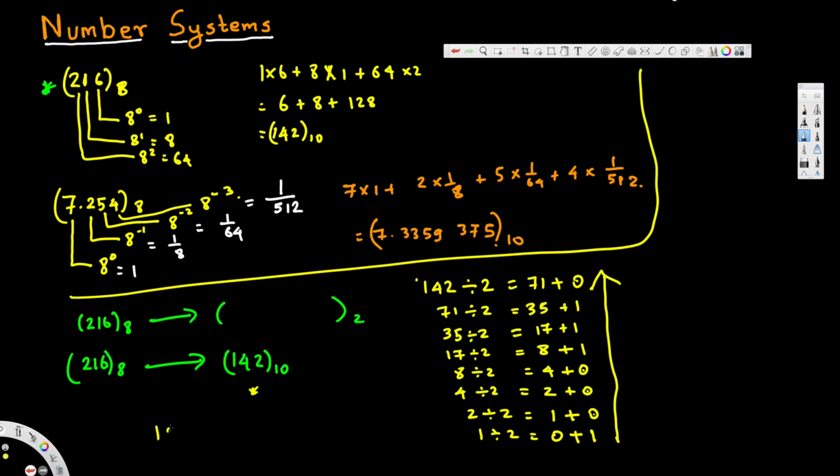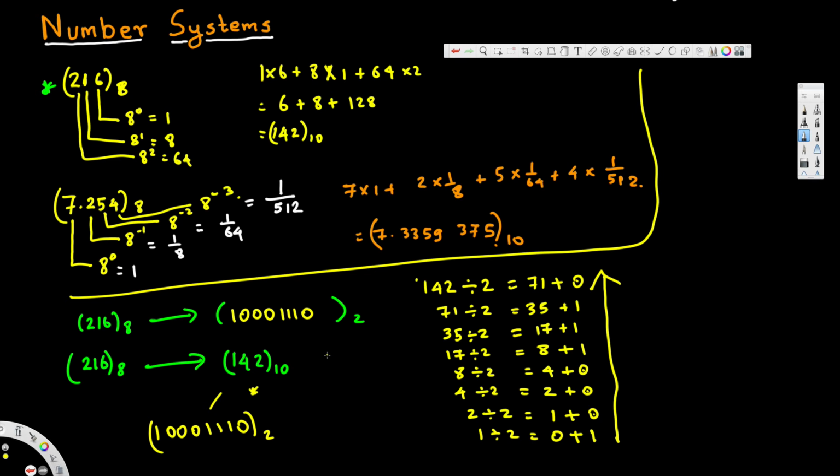The binary value is going to be 1 0 0 0 1 1 1 0, and this is the binary value of 216 base 8. So here we can write 1 0 0 0 1 1 1 0, and this is base 2. So to convert from octal to binary, first we have to convert from octal to decimal, then we convert the decimal to binary. That is equal to octal to binary directly. So we have done this one.